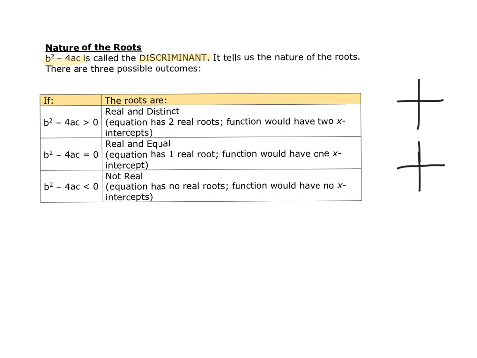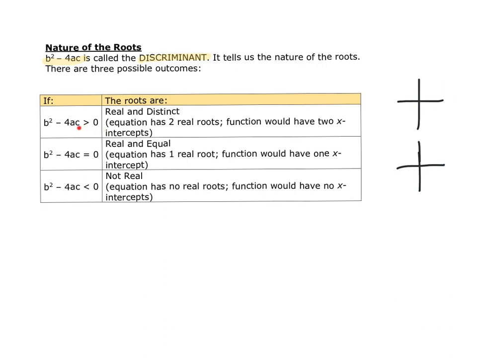So that means if you had a vertex below the x-axis, it would open up and cross the x-axis twice, and you would have the two solutions. If you were to open down, your vertex would be above the x-axis and it would open down. And again, you would see two solutions, two x-intercepts.